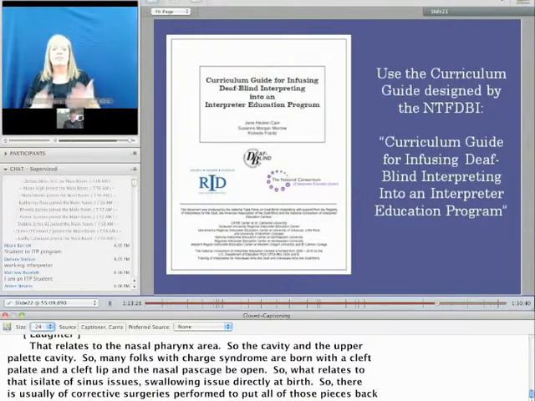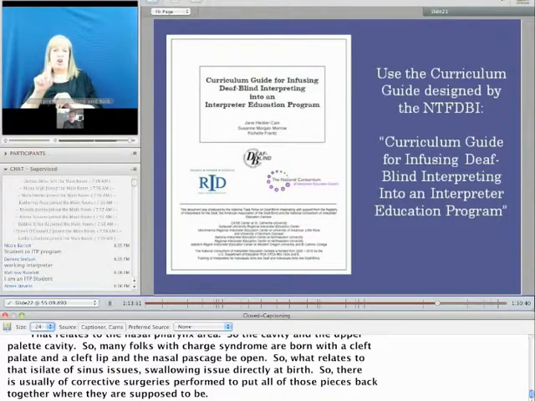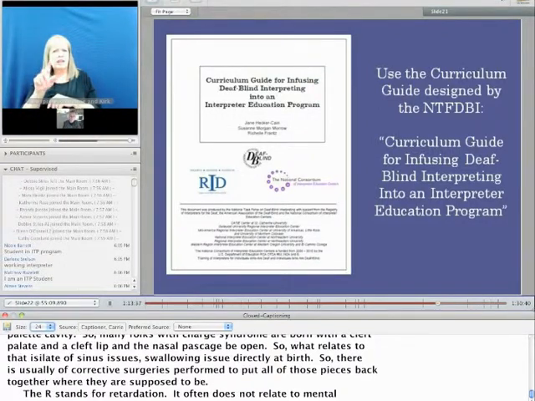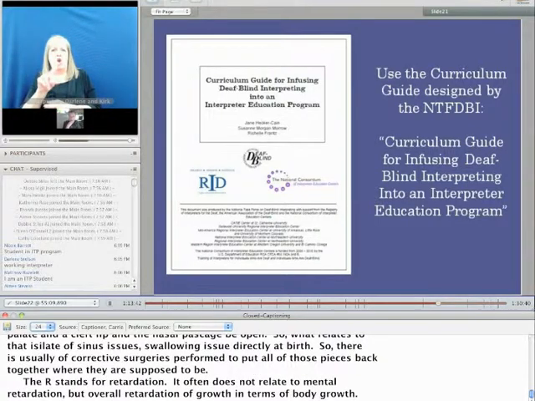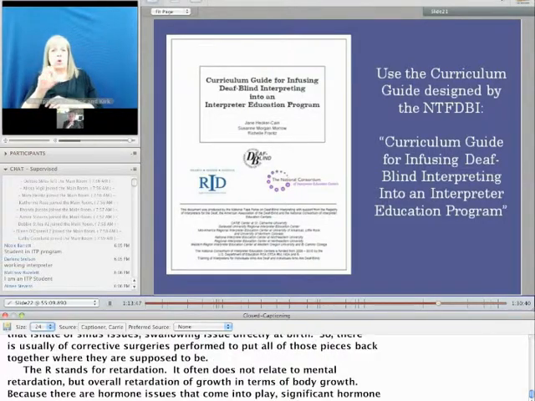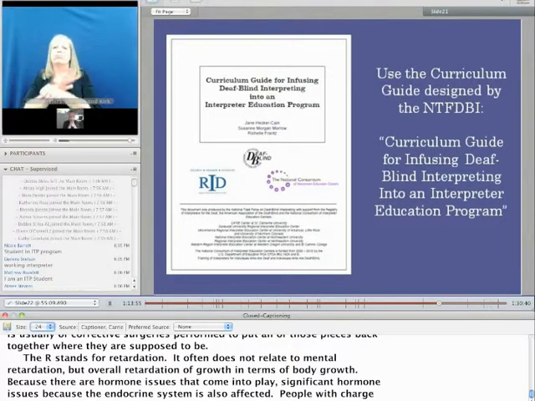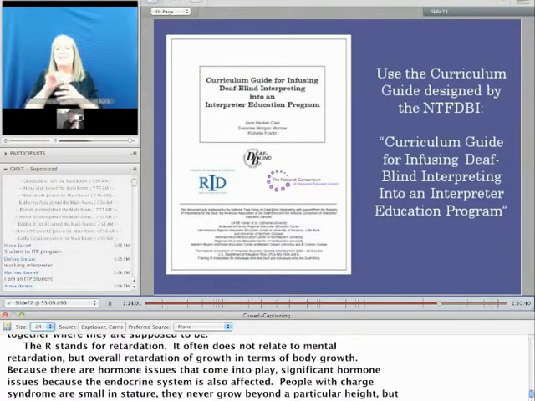The R stands for retardation. It often does not relate to mental retardation, but relates to overall retardation of growth in terms of body growth, because there are some significant hormone issues that come into play, because the endocrine system is also affected. So oftentimes people with CHARGE syndrome are quite small in stature, never really growing much beyond a particular height. But there is also retardation in terms of mental retardation, because oftentimes students with CHARGE are cognitively impacted in some way.